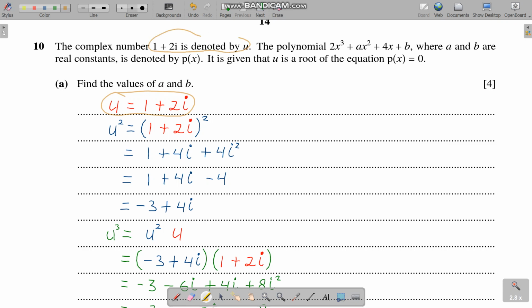Okay, so 1 plus 2i is u, which means u squared is, well, this is (a plus b) all squared, which is a squared plus 2ab plus b squared. But remember that i squared is actually minus 1, so that's why we have minus 4. So 1 minus 4 is minus 3. In the simplest form, we have this for the u squared.